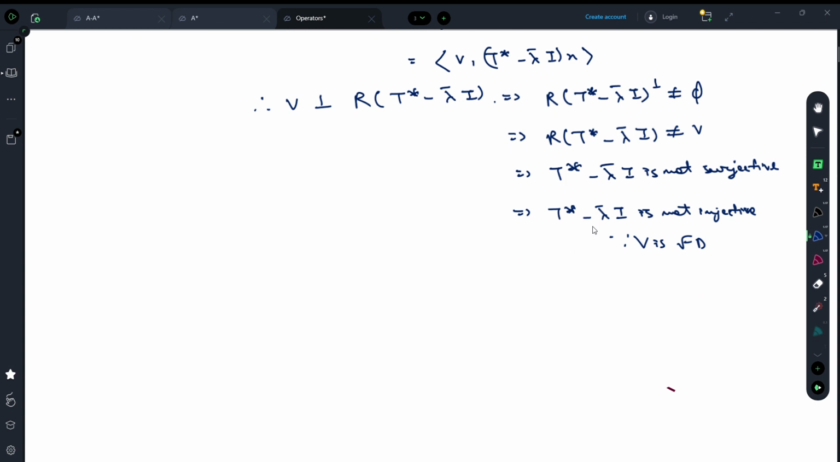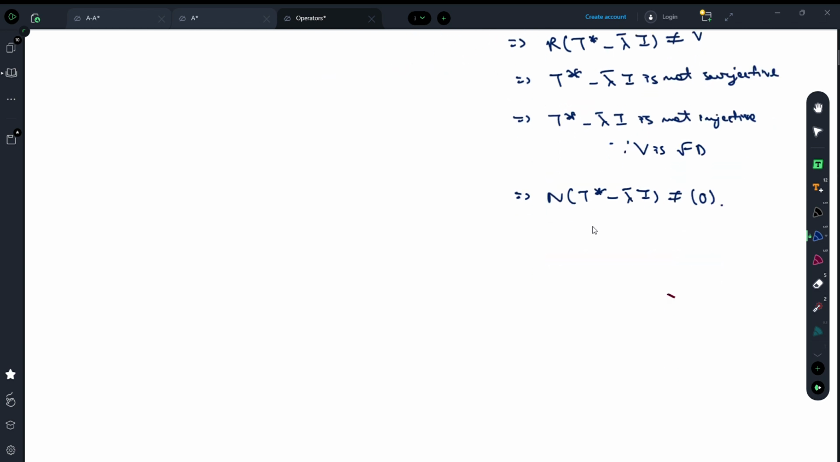So since the operator T star minus lambda bar I is not injective, its null space is non-empty, right? Its null space is non-zero. This implies the null space of T star minus lambda bar I is non-zero. So suppose, therefore, let V dash be an element from the null space of T star minus lambda bar I, and we choose this V dash to be non-zero because that surely exists now.